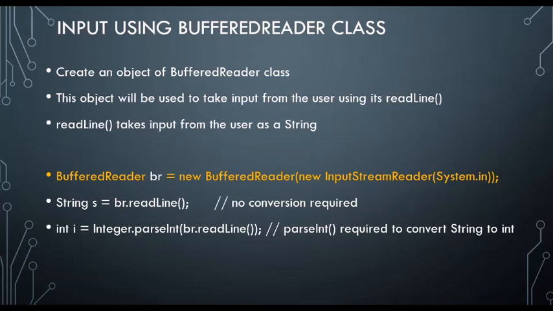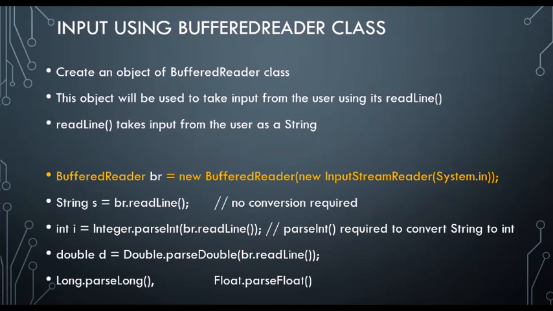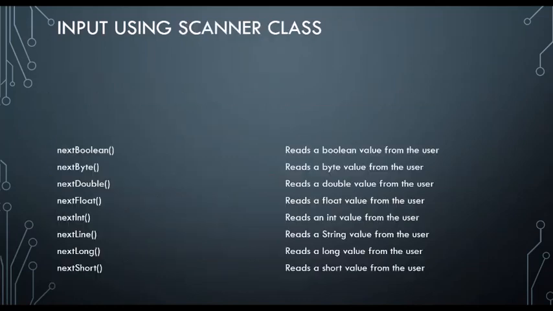So that means br.readLine() is going to take an input as a number, as an int, and parseInt is basically going to convert that string input that was taken into an int value, and that will be stored in i. Similarly, for double, you use Double.parseDouble, for long, Long.parseLong, and for float, Float.parseFloat.